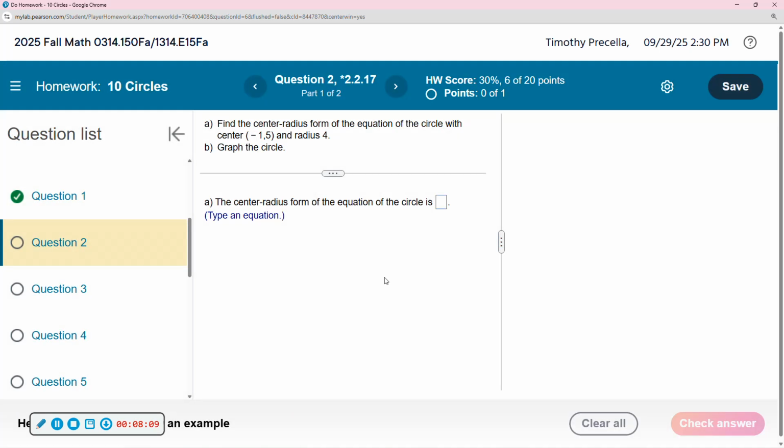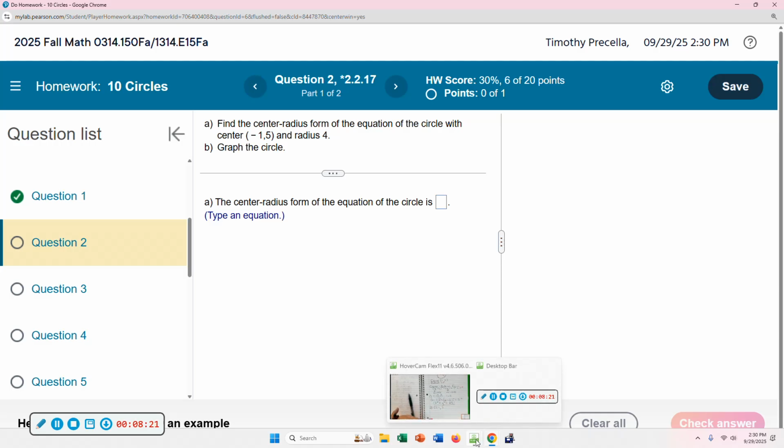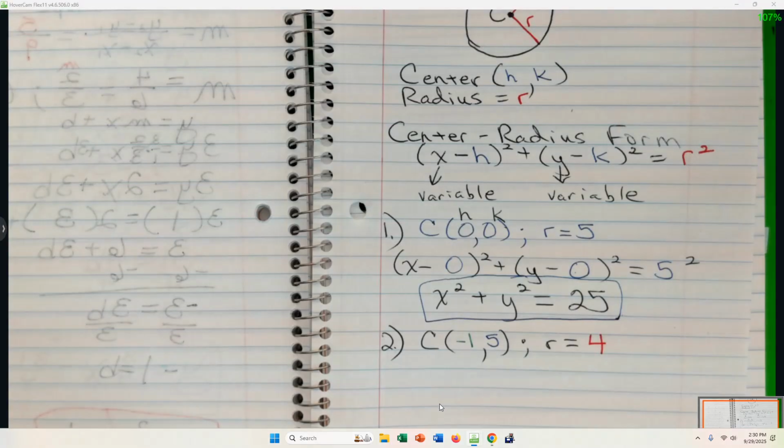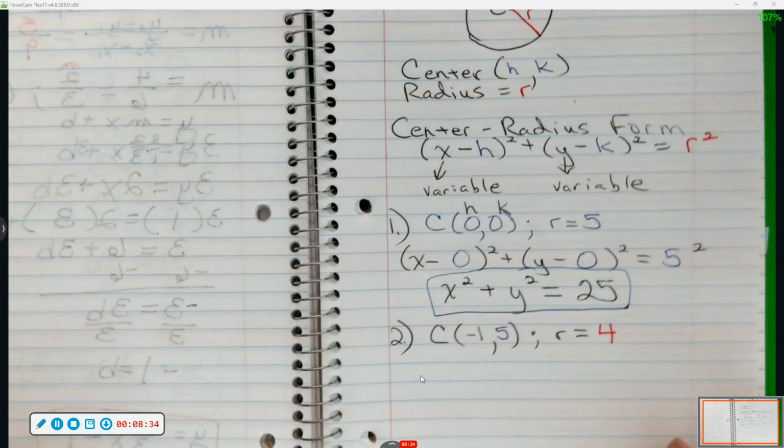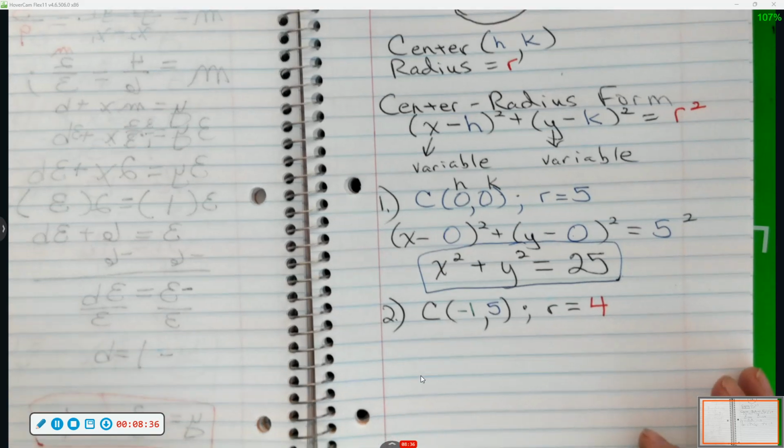Look at the second one. I like this one better because it doesn't have that 0, 0. The center is at point -1, 5. -1, comma 5, and the radius is 4. Radius is 4. We have the same instructions. Write the center radius form of the equation and draw the graph.